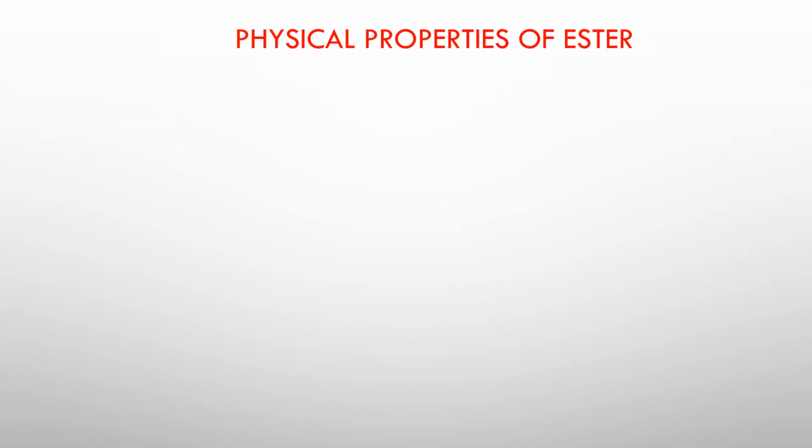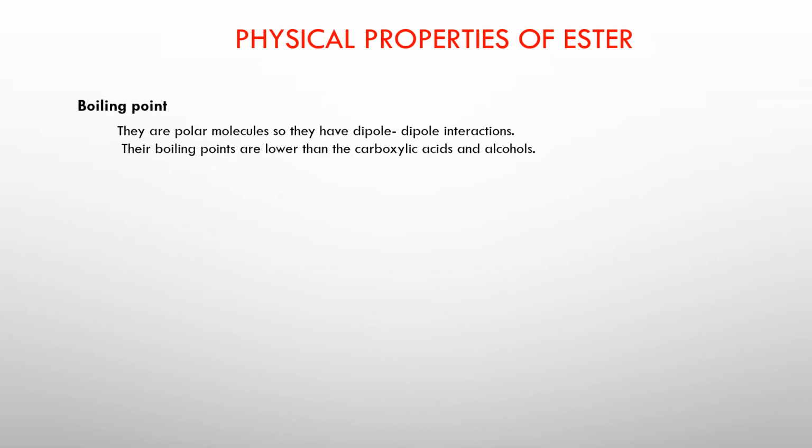The physical properties of esters are, number one, let's look at their boiling point. Since esters are polar molecules, they have dipole-dipole interactions as the intermolecular bonding. Boiling points are, however, lower than that of carboxylic acid and alcohol. The reason for this difference is because esters are polar, they have permanent dipole, while carboxylic acids and alcohols contain the OH group, which means they have the ability to form hydrogen bonds with each other.